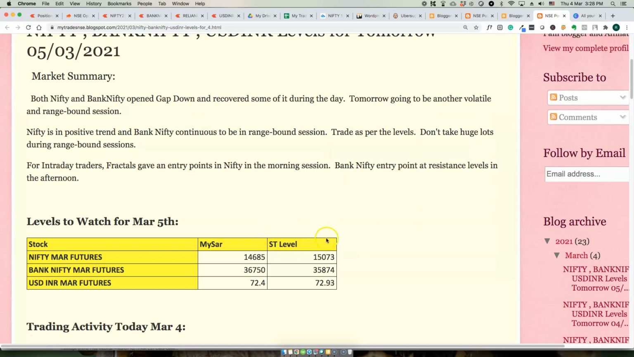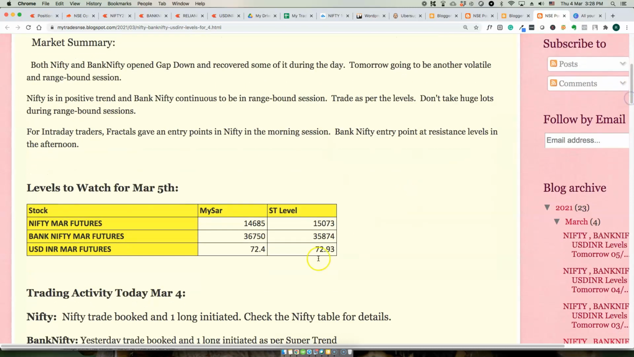Right, USD INR has come down from higher levels and is testing the support trend level at 73 rupees. So you can see the chart.